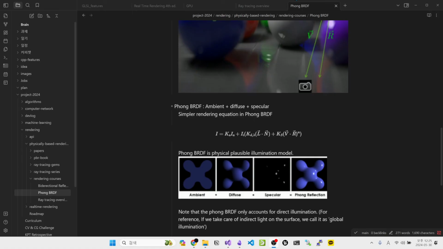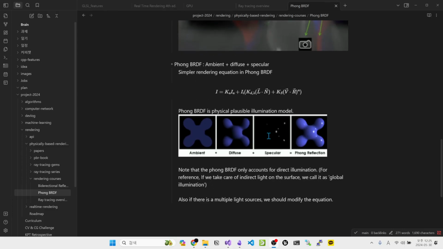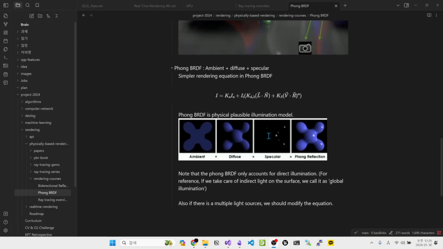So the Phong BRDF is basically the combination of the ambient, diffuse, and specular terms, dependent on their intensity. The intensity has two parts: one intensity for the ambient color and the other intensity from the direct light source in the scene. And we multiply the intensity of the light by the addition of the diffuse term and the specular term at once.